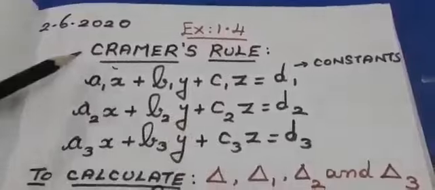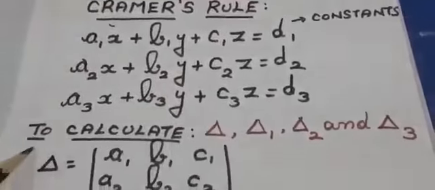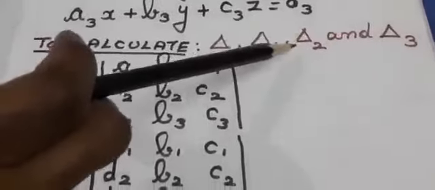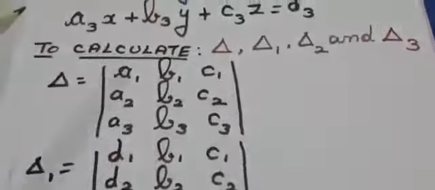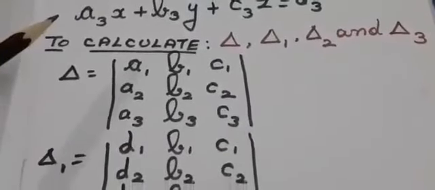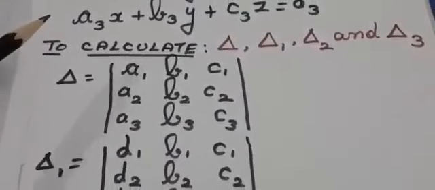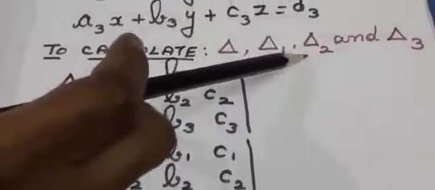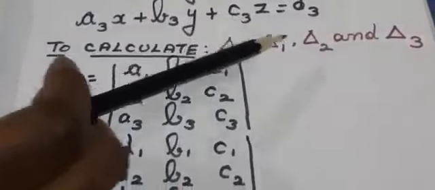How to apply Cramer's rule? The first step is to calculate delta, delta 1, delta 2 and delta 3. If you have three variables, students, you will be calculating up to delta 3: delta, delta 1, delta 2 and delta 3. So now how to calculate these four?